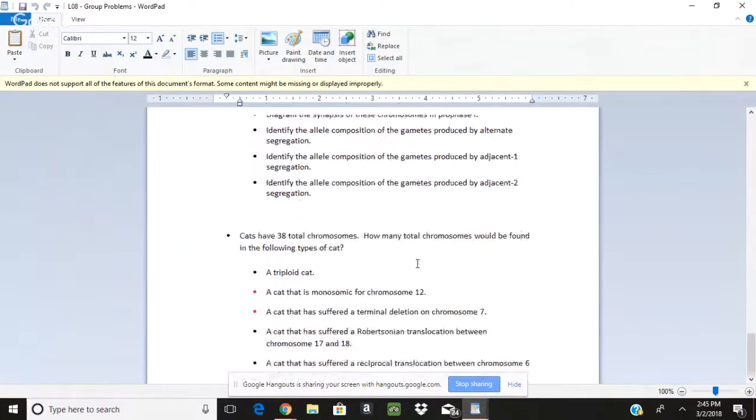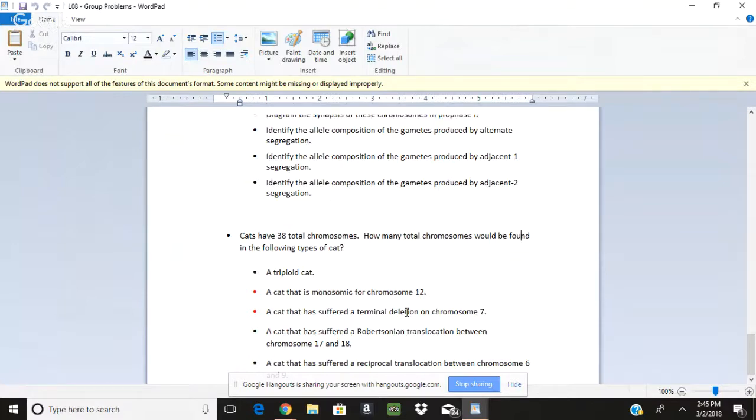All right, question 5. Cats have a total of 38 chromosomes, so 2n equals 38. So a triploid cat would be 3n. And in this case, if you do the math, n will equal 19. So 3n is 57. The 38 minus 1 is 37. With a deletion on chromosome 7, the chromosome itself is not deleted, and so we still have the same number of chromosomes. So 2n still equals 38.